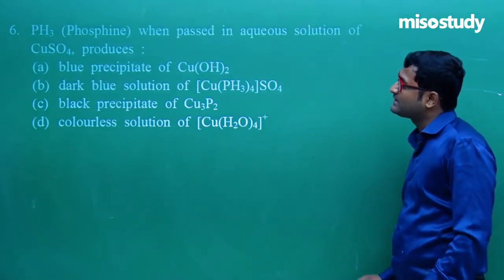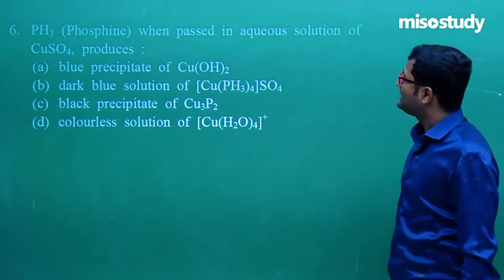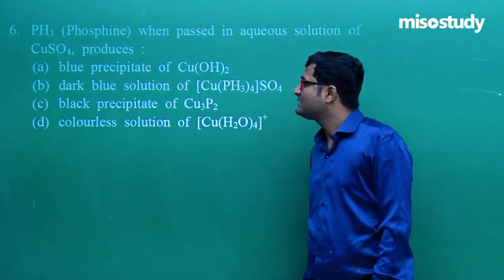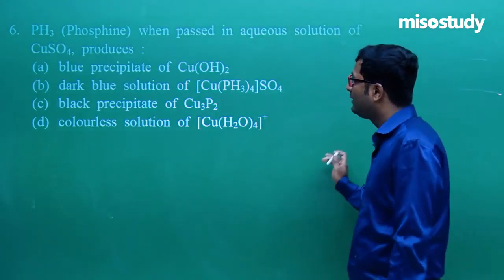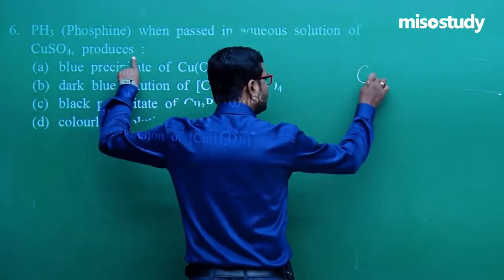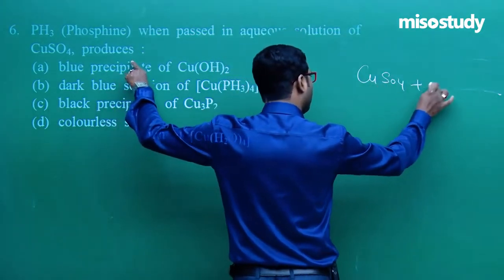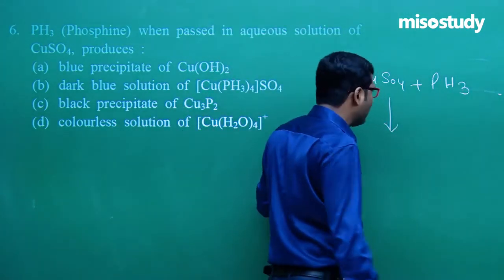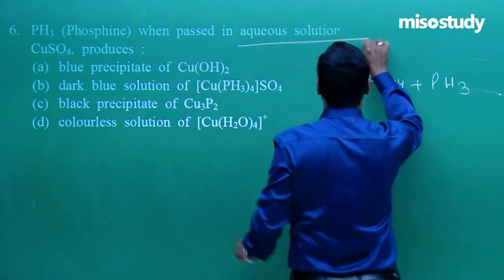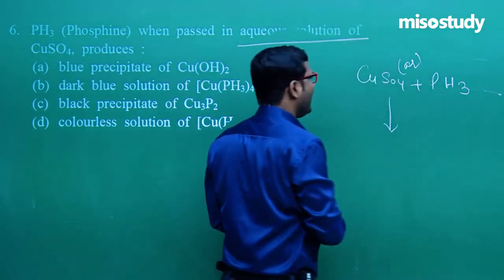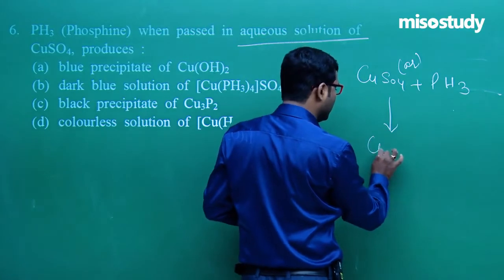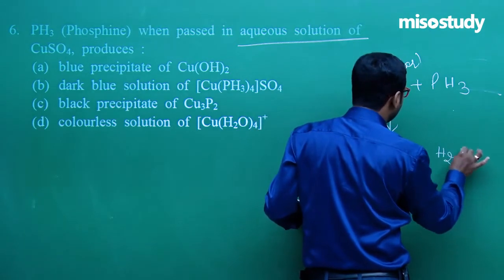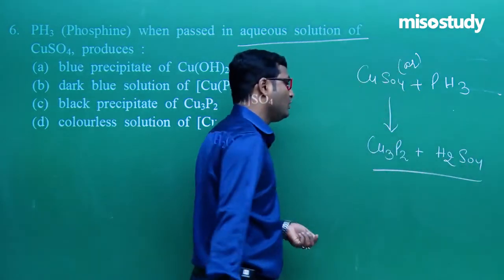Question number 6. PH3, phosphine gas, when passed into an aqueous solution of CuSO4, definitely there is a reaction. What will happen? First of all, proceed the reaction: CuSO4 plus PH3. Sir, when PH3 is passed into the aqueous solution of CuSO4, the reaction gives Cu3P2 plus H2SO4. Yes, you are correct.